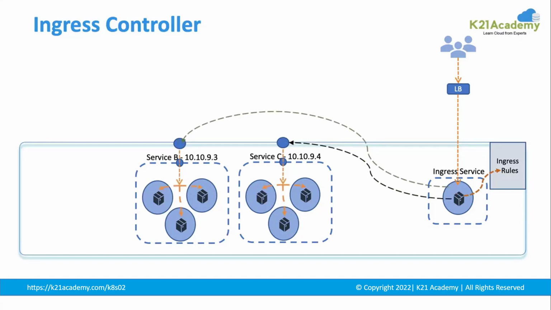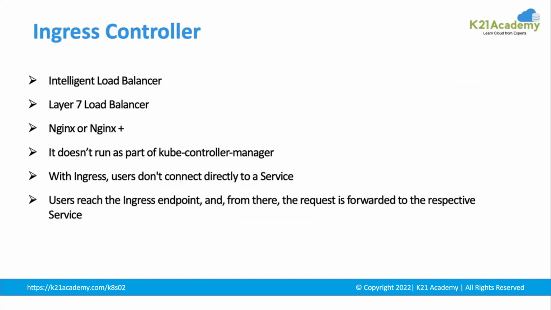So what exactly we are understanding? That Ingress Controller is an intelligent load balancer. It is a layer 7 load balancer. Some examples are Nginx or Nginx Plus. They don't run as part of the Kube Controller Manager. And with Ingress, you don't directly reach your application services. If I want to expose my application, I expose it on the ClusterIP level itself. All the external traffic comes to my Ingress controller application, and from there it gets forwarded to the respective services.